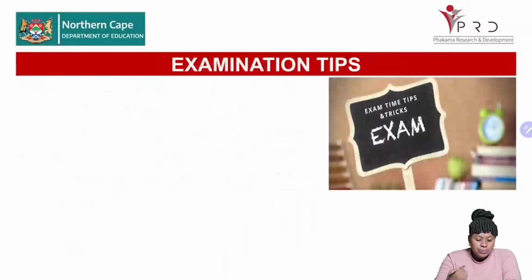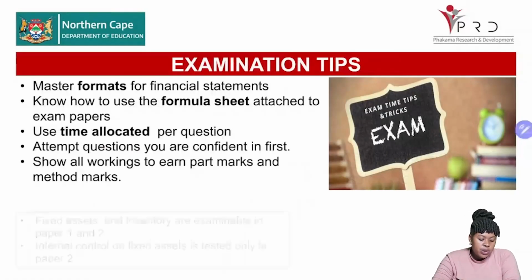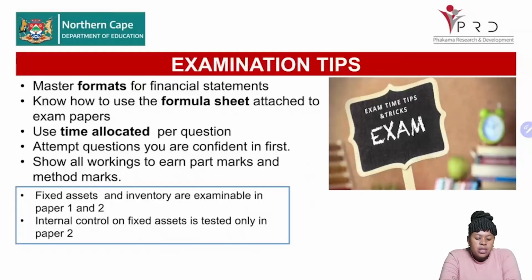Okay, so here are the exam tips that you need to be able to do when you are approaching this question. So the first thing is that you must master the formats of the financial statements. If you don't know your formats, then you are losing out on marks. So make sure you know the format of your financial statements. You must know how to use the formula sheet. So as soon as you start on the question paper, you start now labeling your formulas at the back of your question paper so that it's easier for you to do the calculations and save a lot of time.